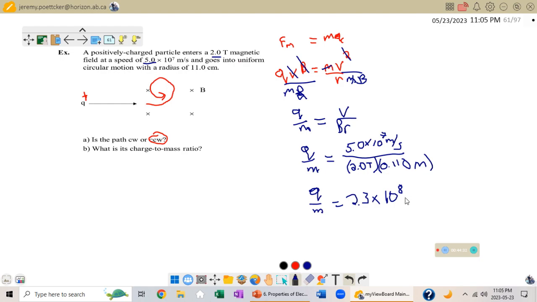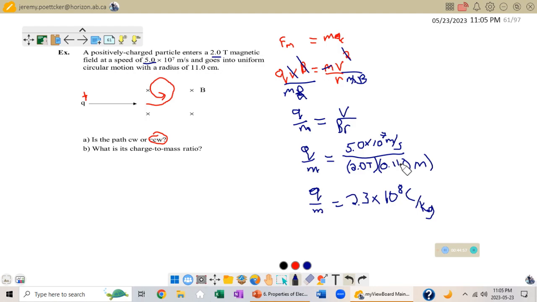And this is going to be cool. Coulombs per kilogram. How do I know those should be my units? I know those should be my units because charge is measured in coulombs, mass is measured in kilograms.